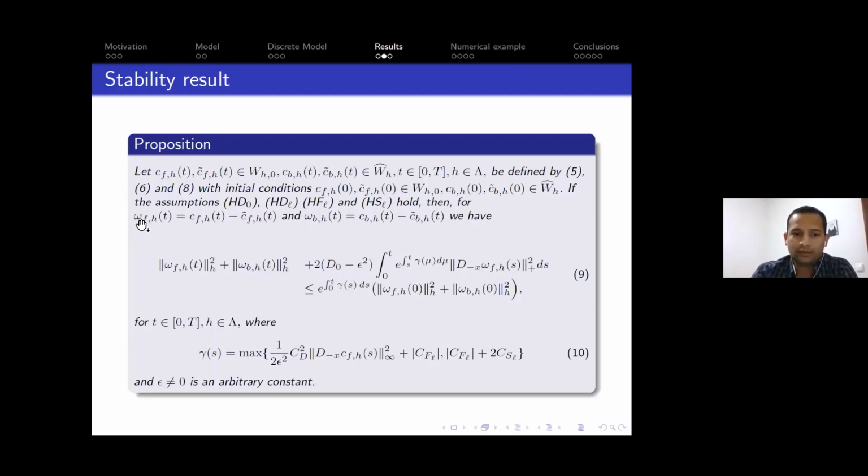As you can see, W_F is the difference between two solutions of the first equation, the free drug concentration, and W_B is the difference between two solutions of the second. We can bound the norms of W_F and W_B with these inequalities. The result depends on this function gamma, which also depends on the infinity norm of this quantity here. But it's possible to show that this quantity is uniformly bounded, so we get our stability result.